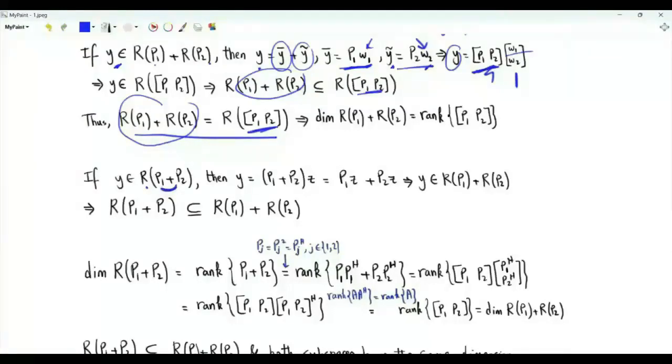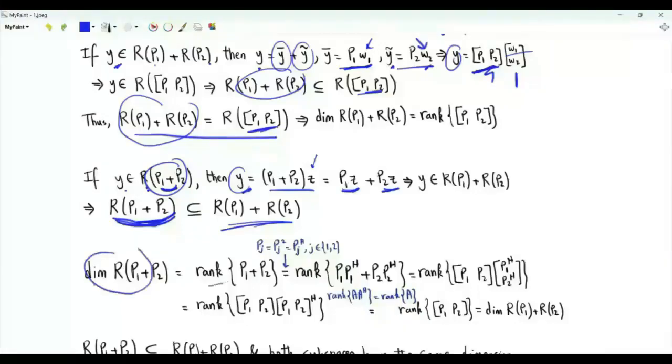Consider the range of the sum of the two orthogonal projection matrices. A vector y in this range implies that there exists n-dimensional vector z such that y is this matrix P1 plus P2 times z. Expanding, y is P1z, which is in the range of P1, plus P2z, which is in the range of P2. The range of P1 plus P2 is a subset of this subspace. The subspace of vectors that are a sum of two vectors, one in the range of P1 and the other in the range of P2.